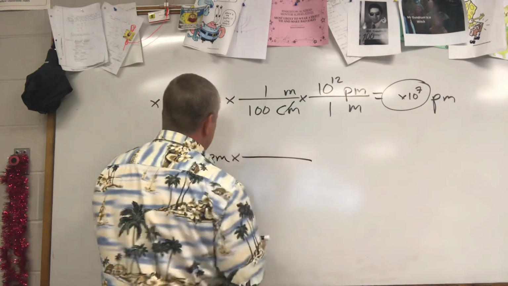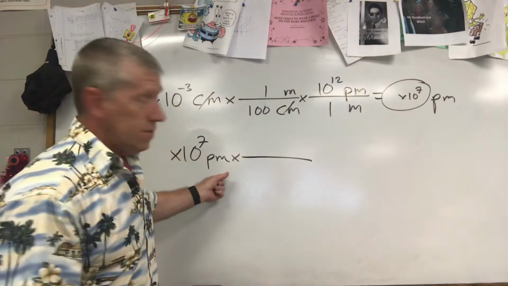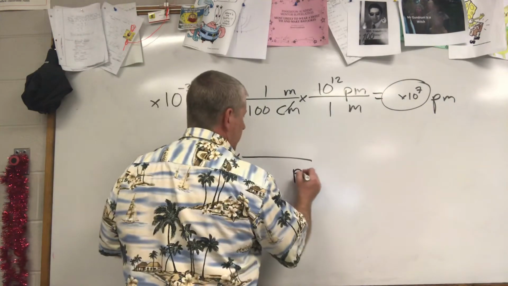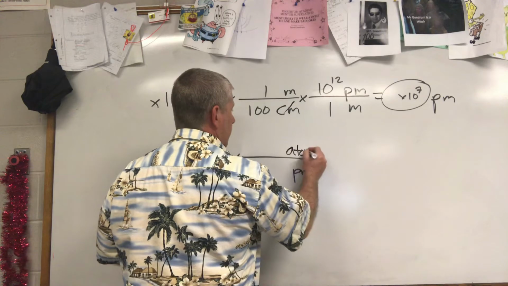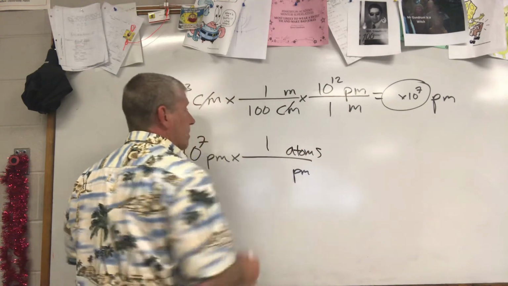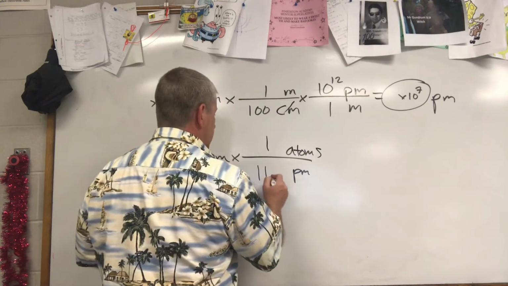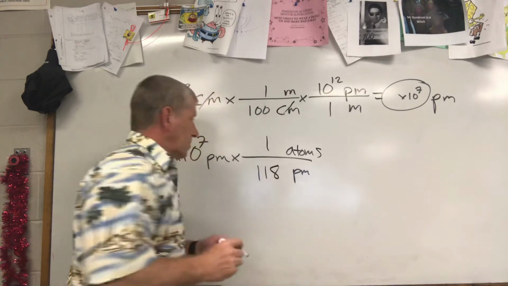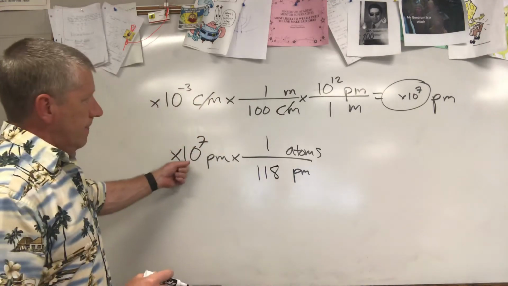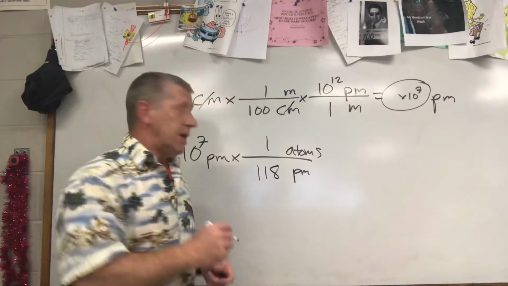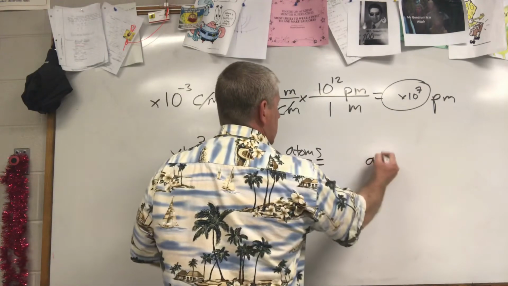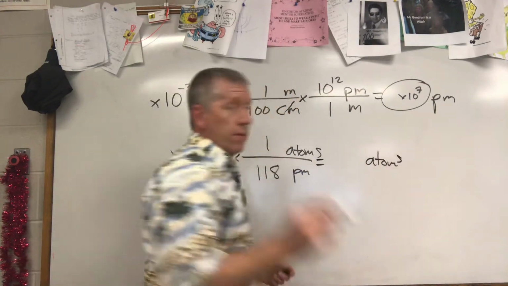Now, you want to get this into atoms. So picometers goes on the bottom, atoms goes on the top. 1 atom of aluminum, 118 picometers thick. So you're going to take this and divide it by 118. And that's going to give you how many atoms thick your aluminum foil is.